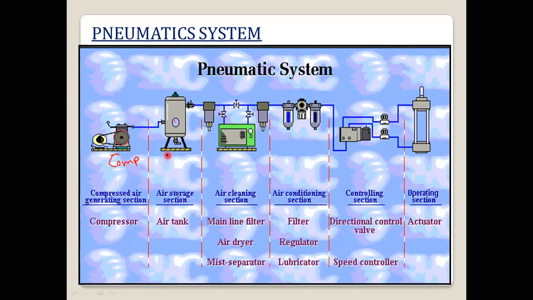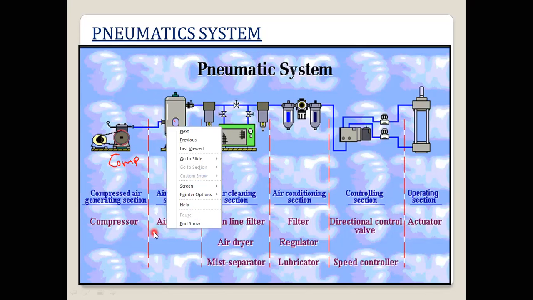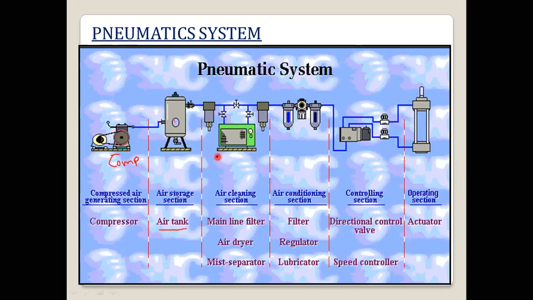Then we have the second stage, the air storage section. In some cases we need to store the compressed air, so there we will use an air tank for the air storage. Then the air cleaning section, which contains a filter, a dryer, and a mist separator. Normally the air coming from the atmosphere will not be clean, so first we have to clean the compressed air in the air cleaning section.